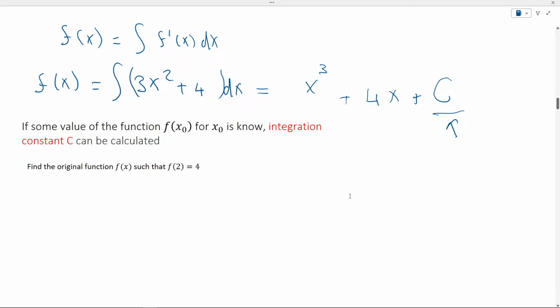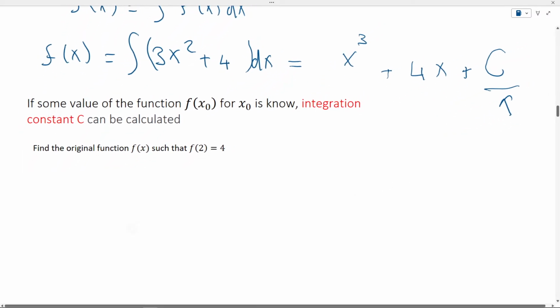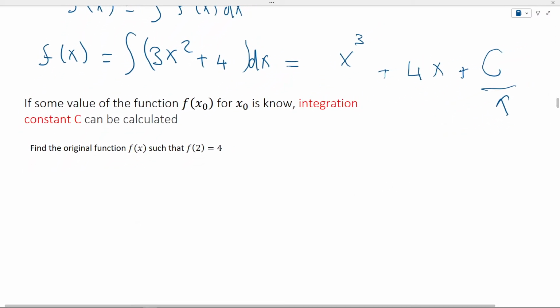We have this additional information. Here's the additional information that we have: at x equal to 2, f of x is equal to 4. That's the additional information that we have. So let's just apply our additional information.